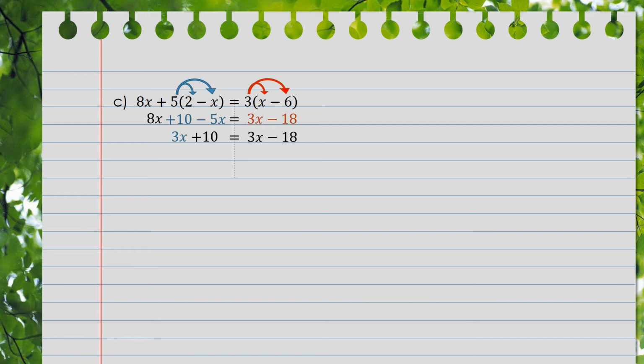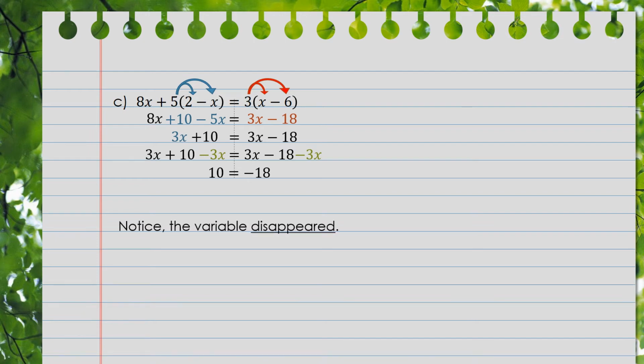So how do you get rid of a positive 3x? Well, we subtract 3x. As long as what you do to one side, you must do to the other side. Now on the left side, we have 3x minus 3x. Think of that as if I have 3 apples and then I take away 3 apples. How many do I have left? None, which means on the left side, you only have a 10 left. And on the right side, also 3x minus 3x cancels and you're left with a -18.